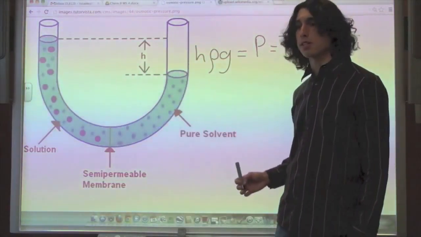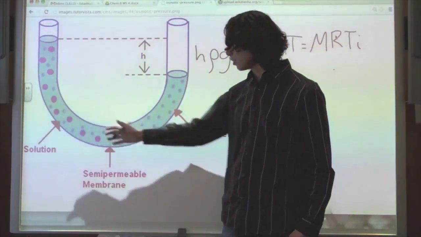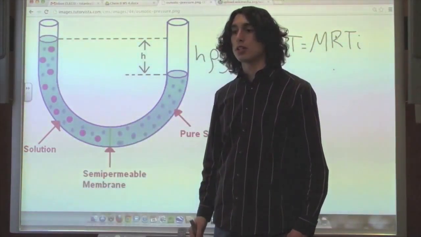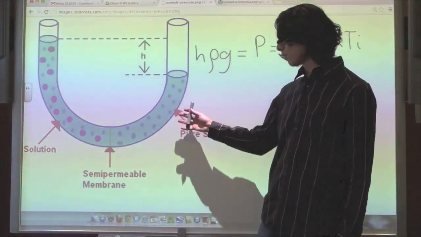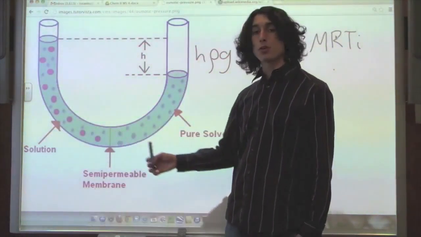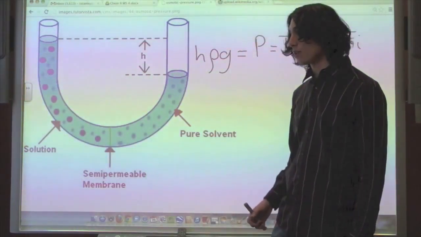So what is happening here conceptually? Well, the pure solvent is drawn to dilute the solution that has the solute that cannot cross the semi-permeable membrane. Solvent can cross, but the solute cannot. And that's what creates this pressure difference.